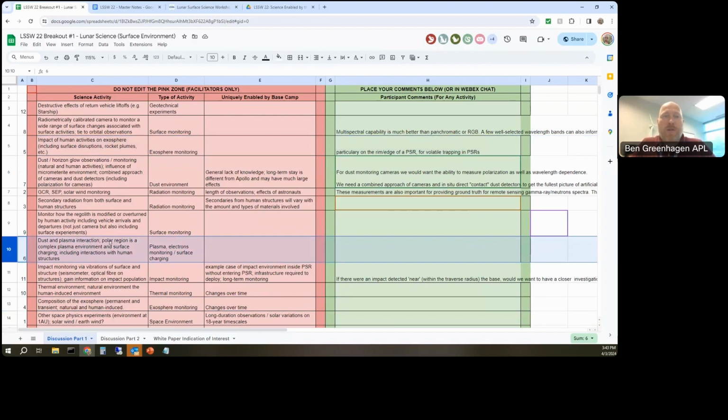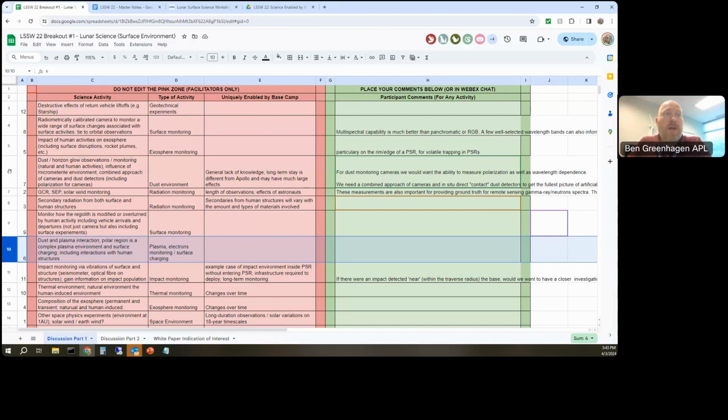So recognizing that the polar region has a very complex plasma environment and surface charging plays a large role in the dust that's there, this would be experiments to look at the plasma and the electrons moving around the surface and above the surface and on the surface.